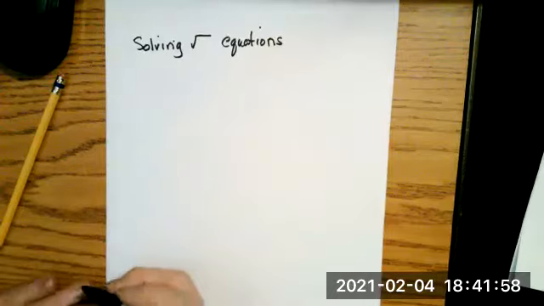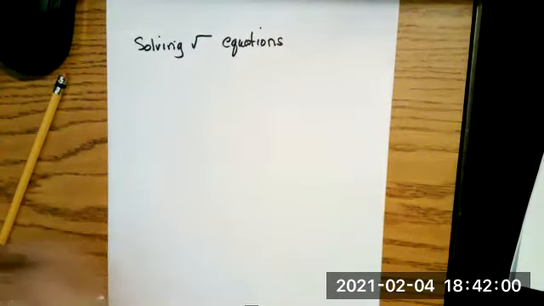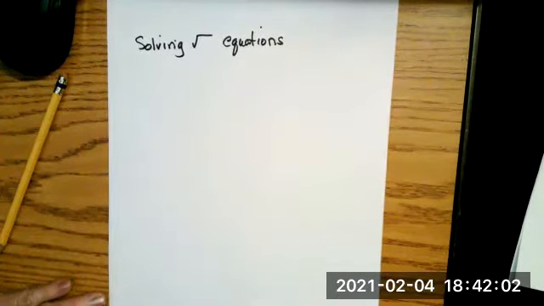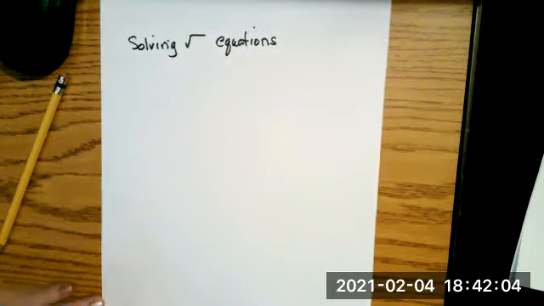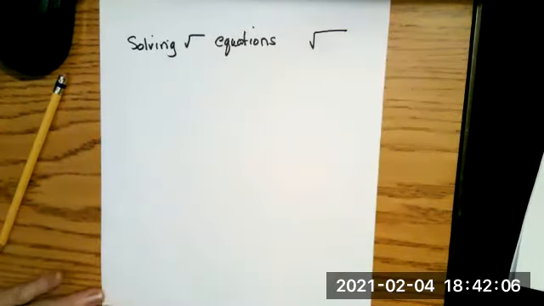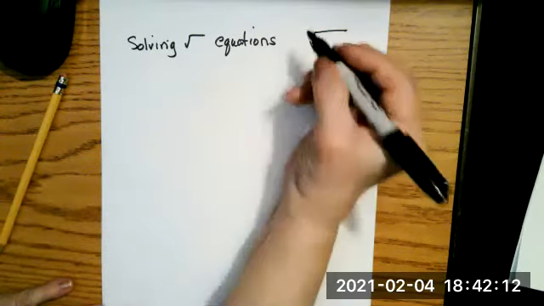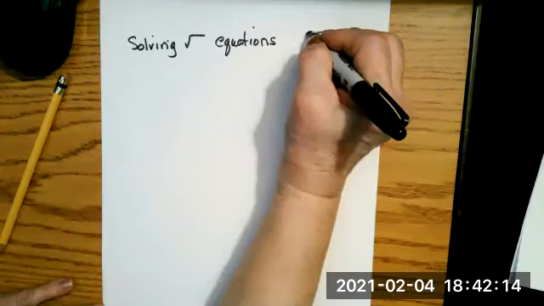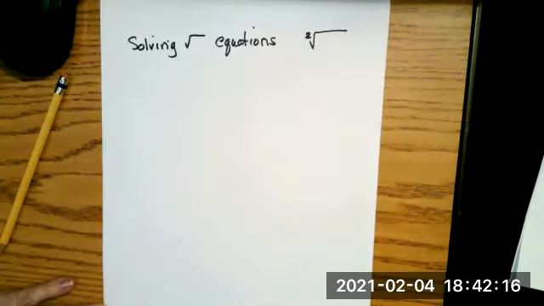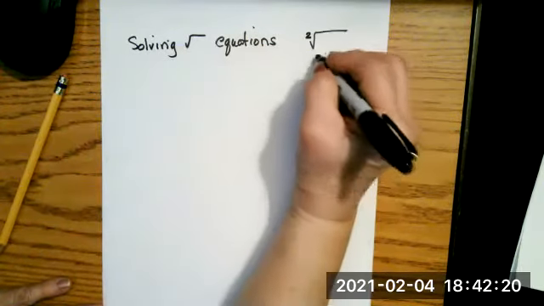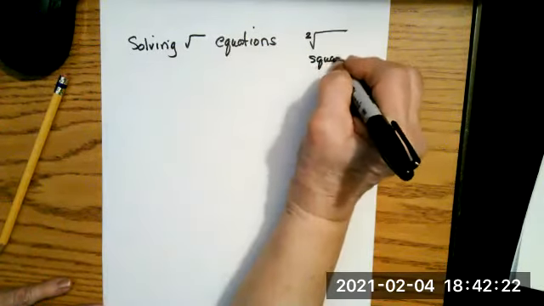All right, let's talk about solving some equations that have a radical in them. If you have a radical like this, most people call it a square root because that's what it is. And there's an index number right here that's understood to be 2. It's not written there. You just know it's 2. That's a square root.